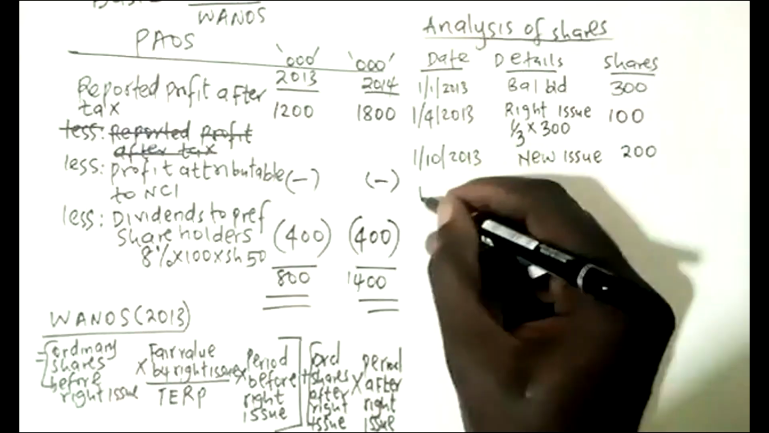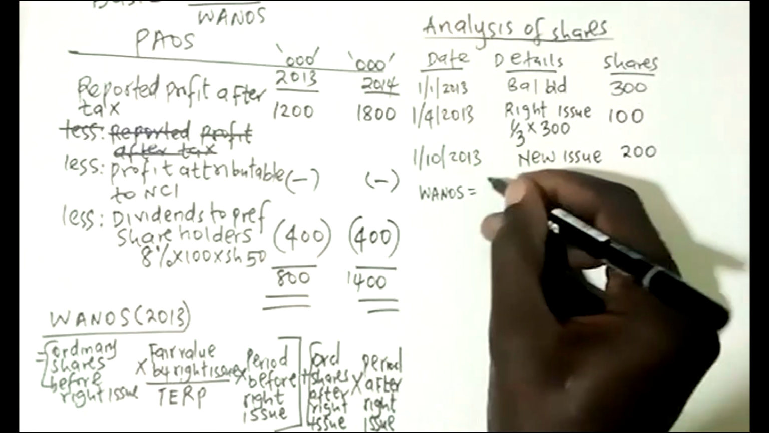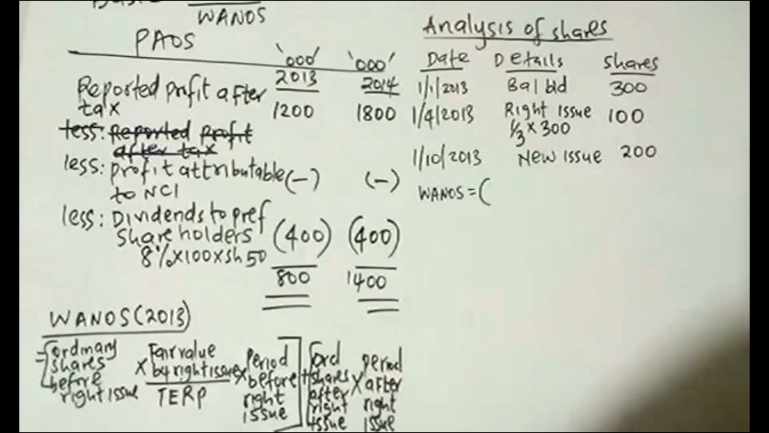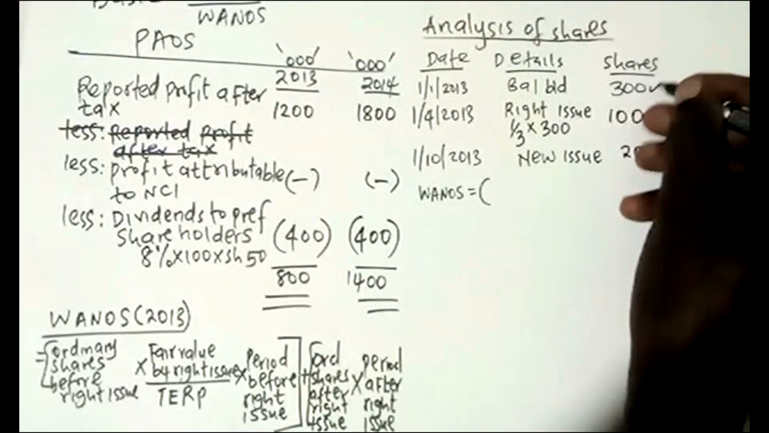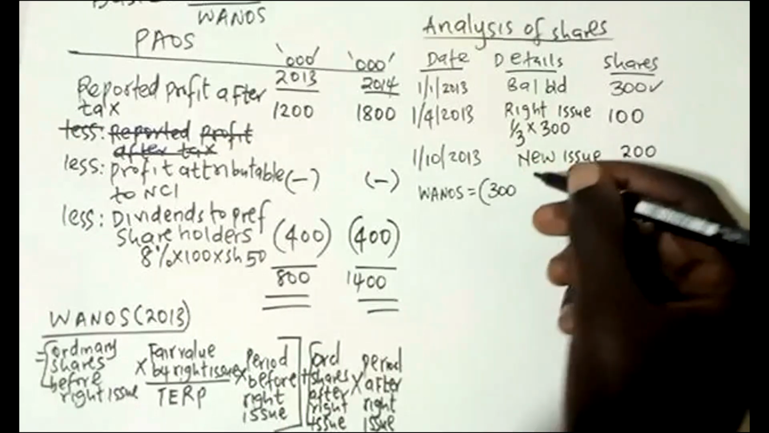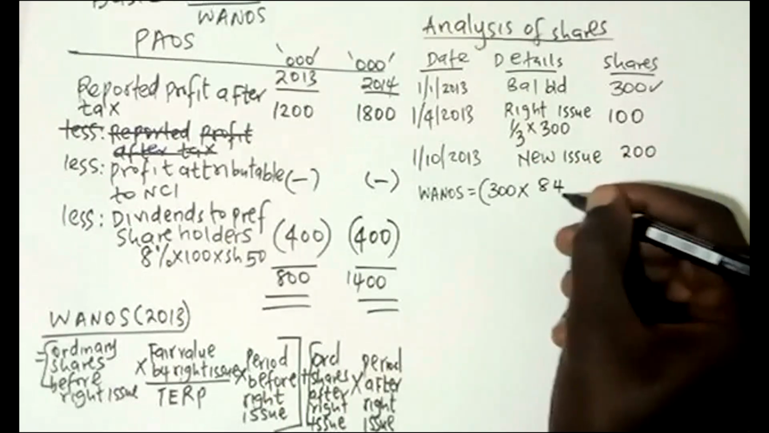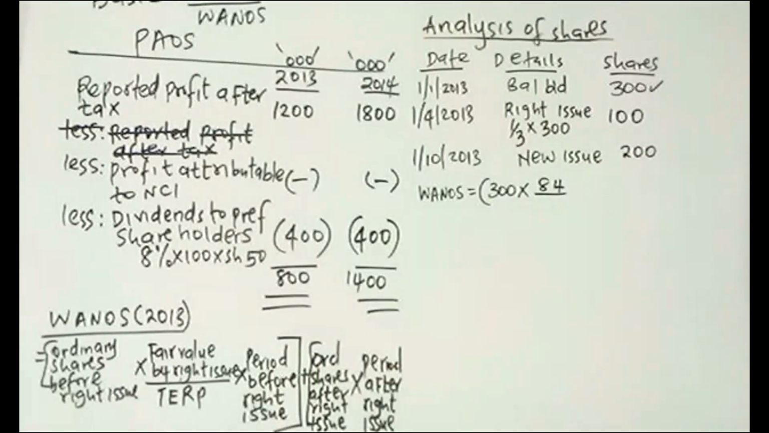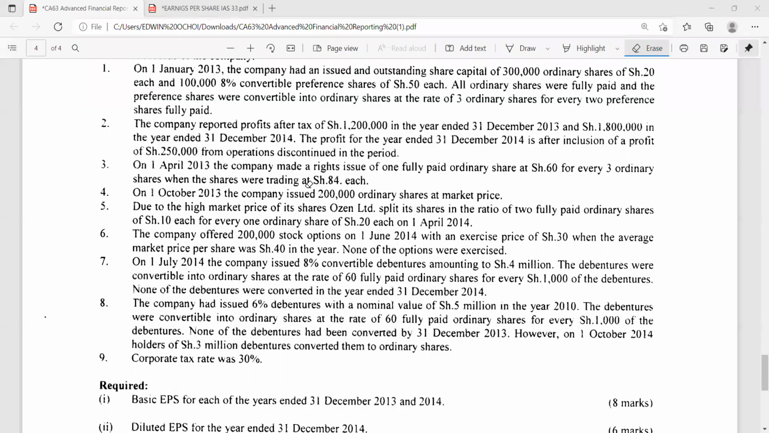Let's apply the formula so that we have our EPS in 2013. What we do here, we take ordinary shares before the right issue, which is the 300. We multiply by the fair value, which is 84. Do you remember the 84? You go to the statement where they were talking about the right issue, that is Note 3. They said that on 1st April 2013, the company made a right issue of 1 fully paid ordinary share at 60 for every 3 ordinary shares when the shares were trading at 84. 84 is the fair value, which is the market price.